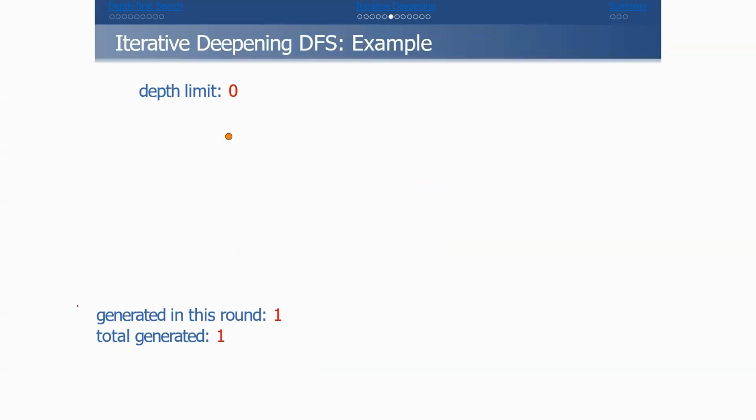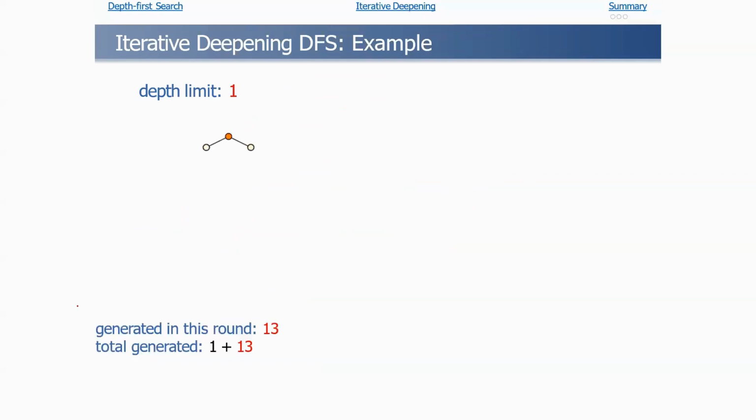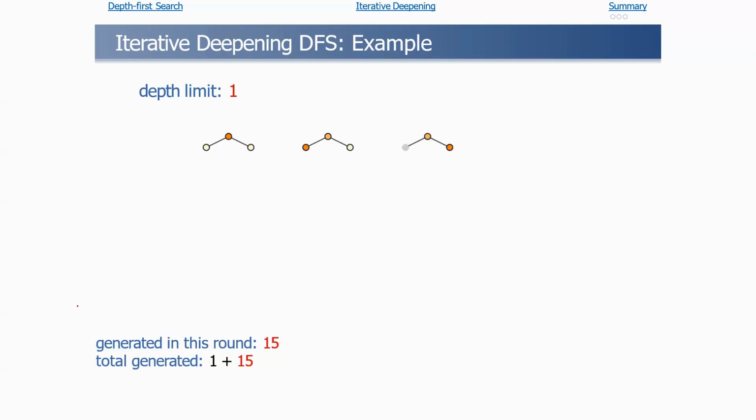Now, let's check iterative deepening. Let's start with iterative deepening as an example. So I have depth limit 0. Generated in round 1, and total generated is 1. I start with 1, and we want to move left and right. So I move left again. My generated nodes in round 2 are 4, and total generated is 1. I started with only 1, so I moved left, right. Again, I want to move right.